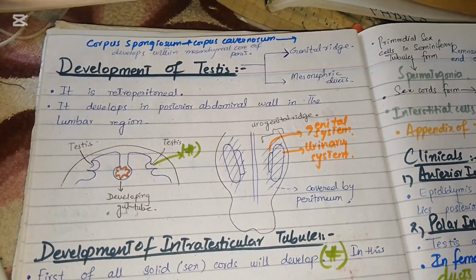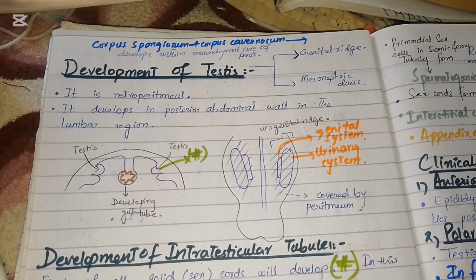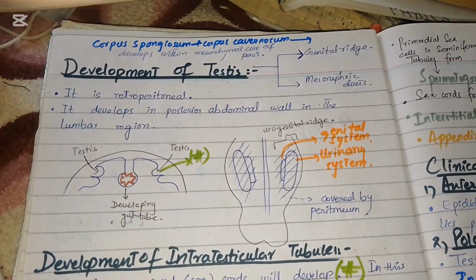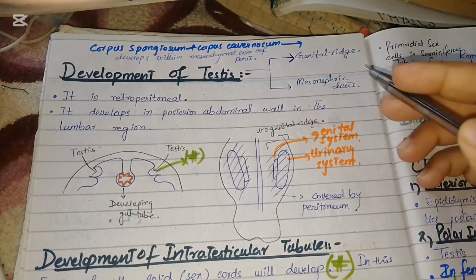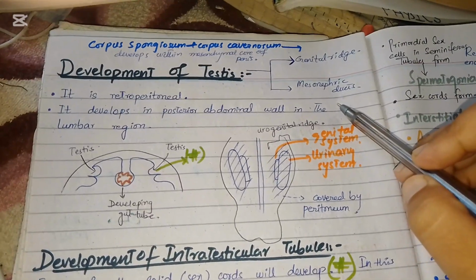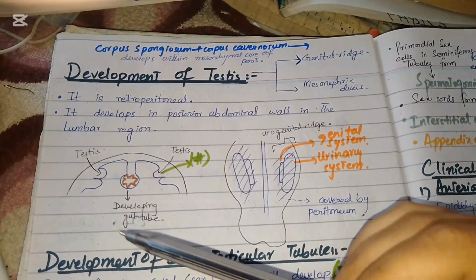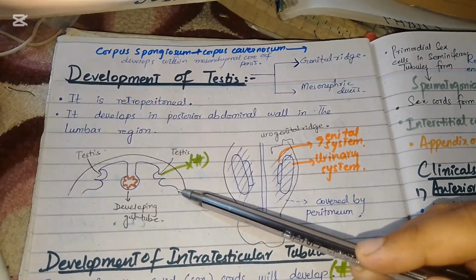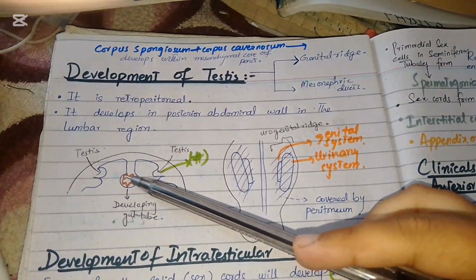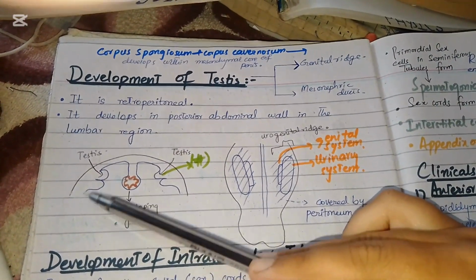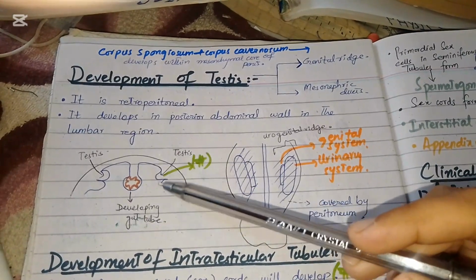So let's start. The testes is basically retroperitoneal, and it develops from two structures, that is the genital ridge and the mesonephric duct. It develops in the posterior abdominal wall in the lumbar region. So you can see this is the sagittal section of an embryo in which the gut tube is developing, and you can see the swellings appear. These swellings will give rise to the testes.